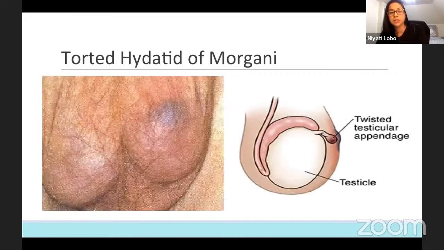One of the differentials could be a torted hydatid of Morgagni. That is an appendage that sits on the top of the testicle, and it's associated with the blue dot sign. Now, if you see this blue dot sign, and I have to say I have only seen it once, you can be really confident that this is not a testicular torsion, and you can manage it conservatively. But often you don't get this blue dot, and so we do end up exploring a lot of these patients, and they tend to be children rather than adults.